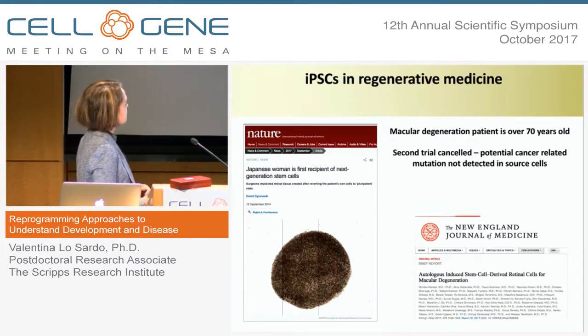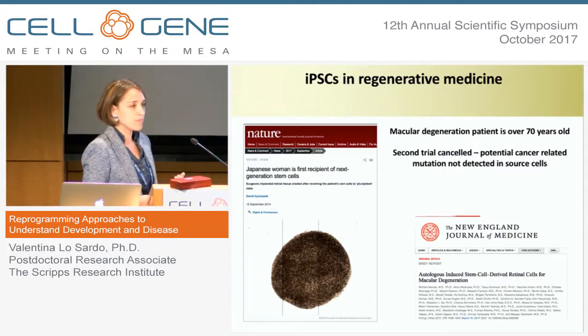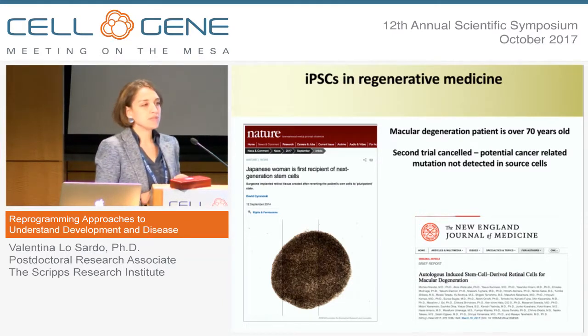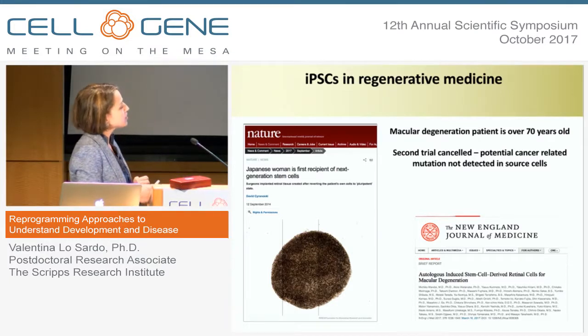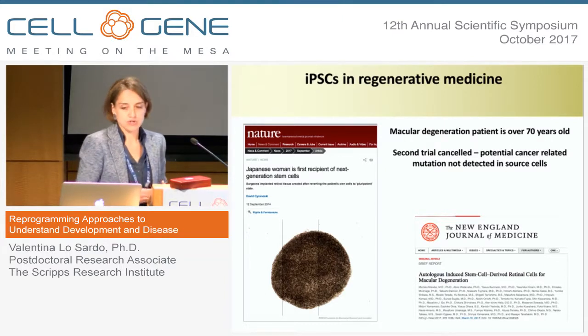This was the first transplant of iPS-derived retinal cells in a Japanese woman who was 70 years old and treated for macular degeneration. This was very exciting, and a few months ago a follow-up of this study was published. The cells are still there, so the patient didn't progress in the disease, which I think is very promising. But the problem is the second patient of the trial couldn't receive the iPSC. The trial was canceled because the iPSC contained mutations that were not found in the original cell.